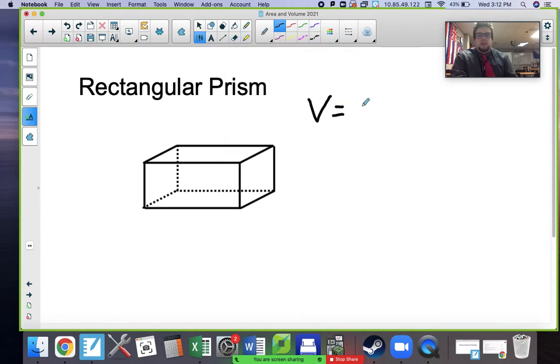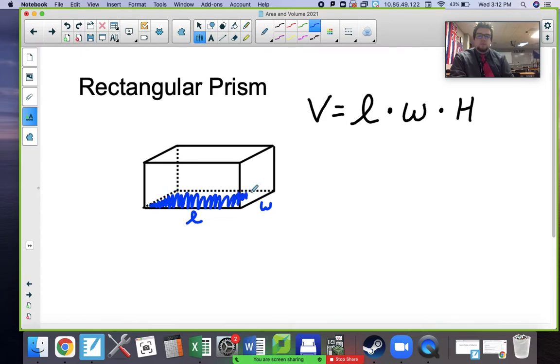The formula for a rectangular prism is length times width times height, capital H. Very different than little h going forward. So if I take the length and the width, so I find the area of this rectangle right here, I'm then going to multiply by the distance from one base to the other base. Length times width times height.